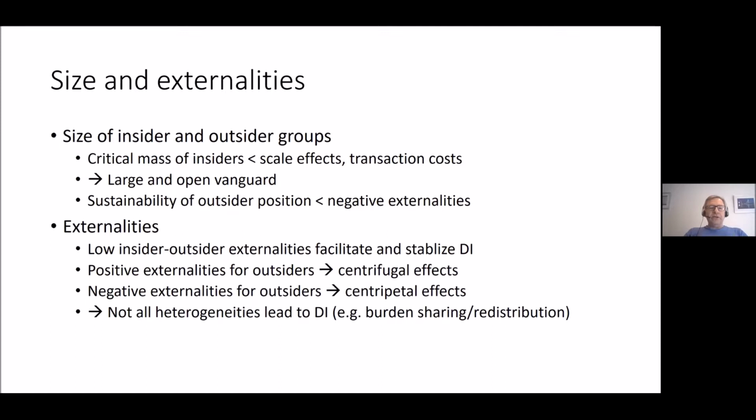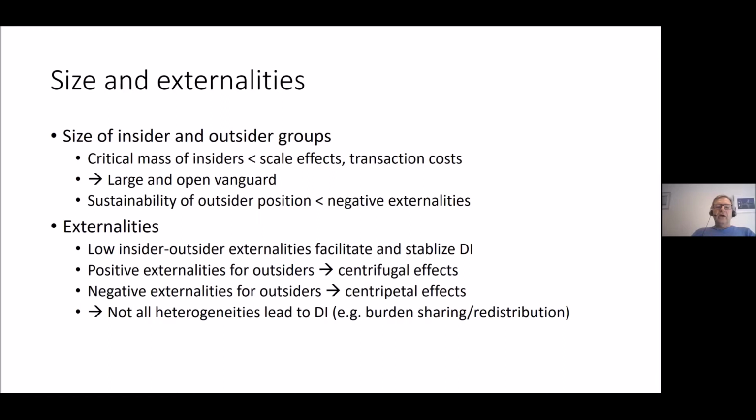There are further considerations we have to look at, and this is the size and externalities. Again, from a rational institutionalist perspective that intergovernmentalism subscribes to. One is the size of insider and outsider. At least for the insiders, so those countries that move ahead with integration, there needs to be a critical mass for differentiated integration to become viable. And that has to do with scale effects and transaction costs.